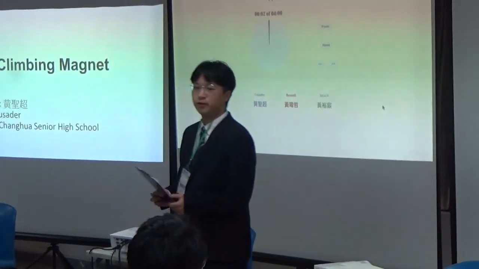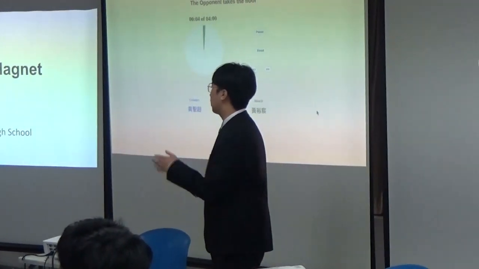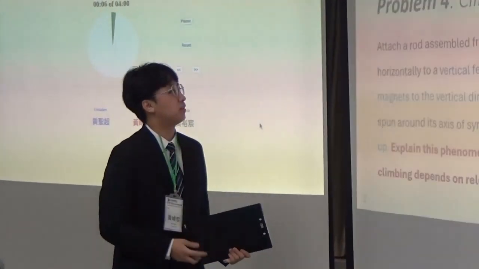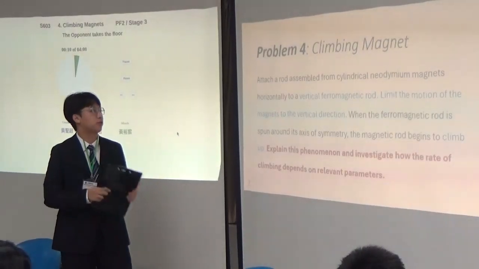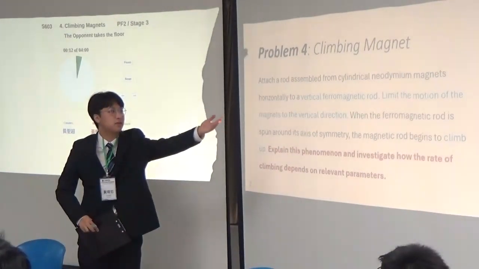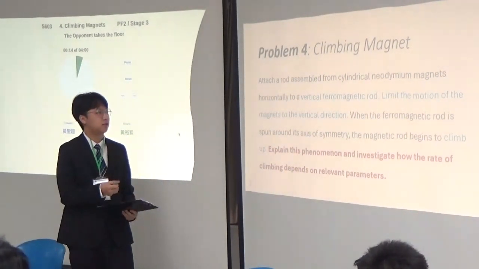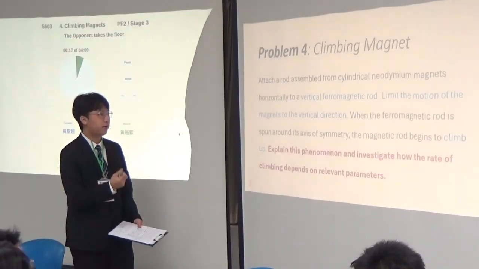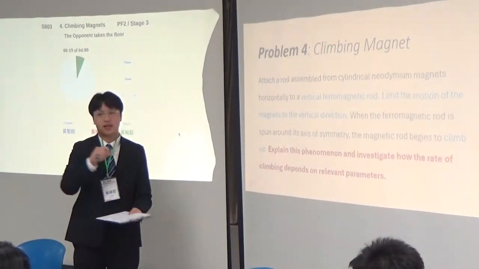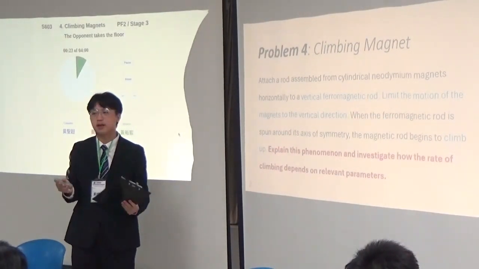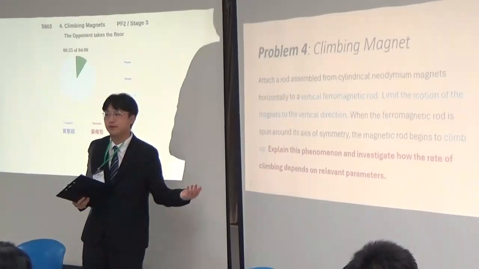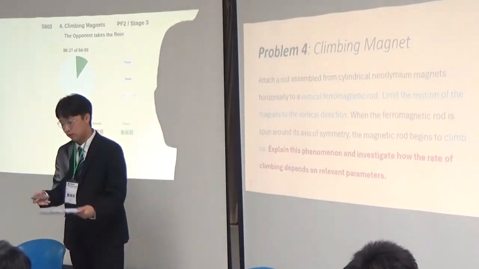Opponent. Okay, I am Harriet, the opponent from Team Berlin, and today I'm going to oppose Problem 4, Climbing Magnets. The problem statement: attach a rod assembled from cylindrical neodymium magnets to a vertical ferromagnetic rod. Limit the motion of the magnets to a vertical direction. When the ferromagnetic rod is spun around its axis of symmetry, the magnetic rod begins to climb up. Explain this phenomenon and investigate how the rate of climbing depends on relevant parameters.